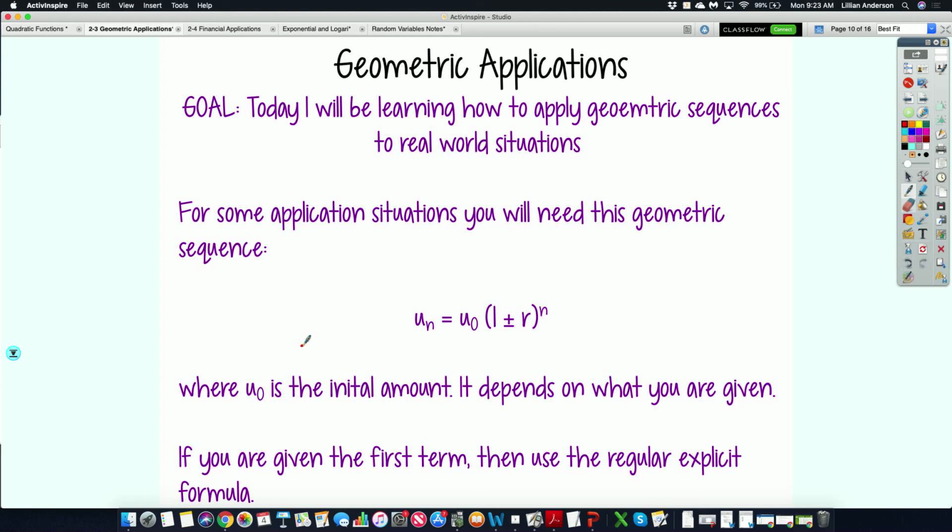Depending on what you're given, you might have to use this one. However, if you are given the first term, maybe the number of leopards in the first year, if they give you the first term, anything about the first year, anything that represents first, then you'll use the regular explicit formula.